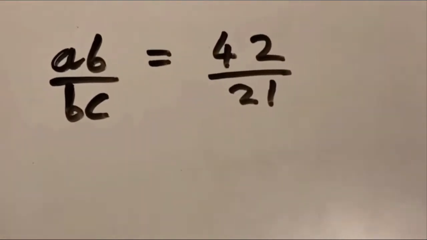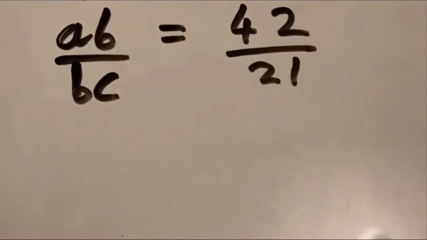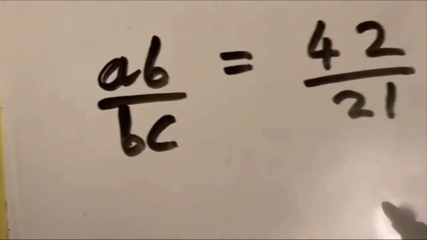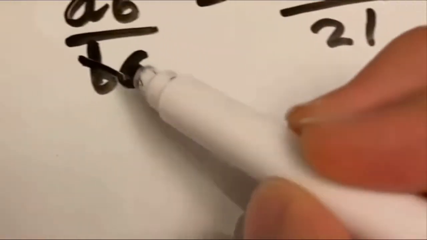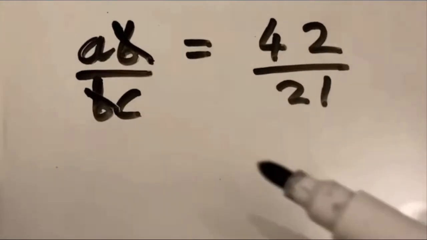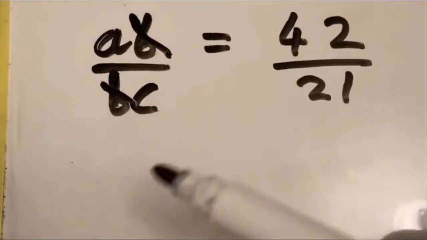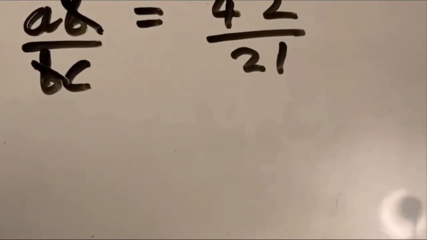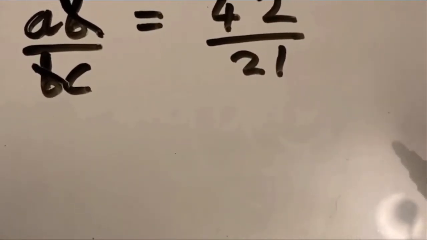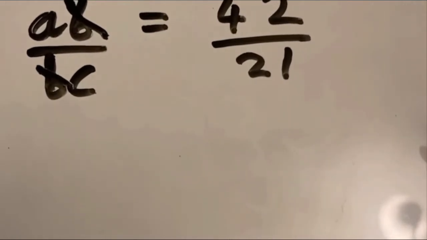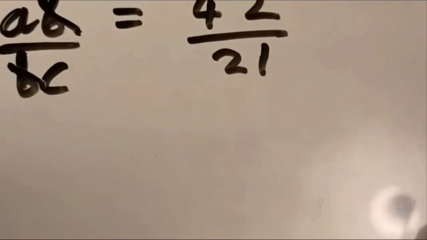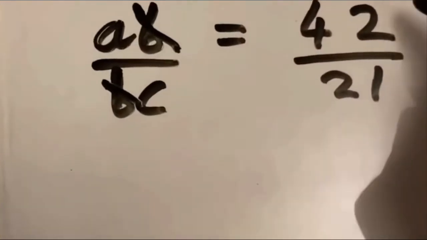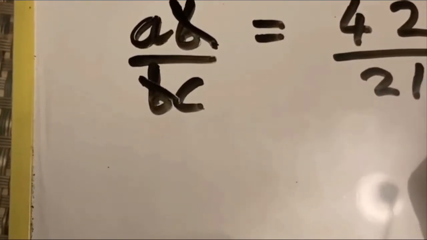Now we can simplify this equation, and we can cancel the two B's in here. These two same numbers cancel out because they're all multiplying, so it's a product, A times B divided by B times C, and the two same numbers cancel out. And then on this side of the equation you have 42 over 21, which can be simplified if you divide both of them by a common factor, which is 7. I'm going to divide both numbers by 7.